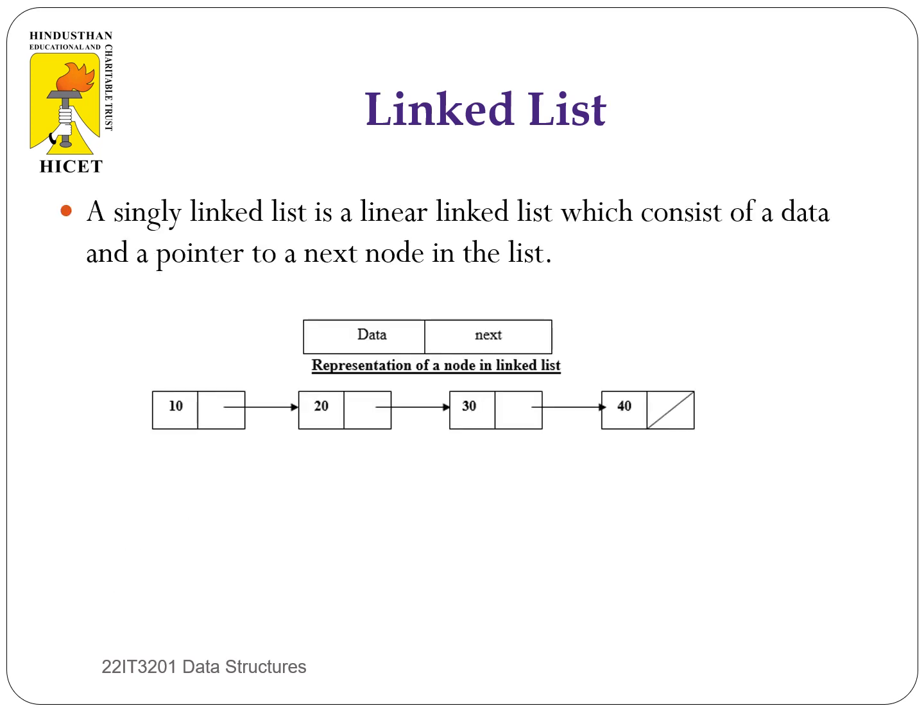Singly linked list. A singly linked list is a linear linked list which consists of a data and a pointer to the next node in the list. It just contains a single pointer called next which will point to the next node in the list.